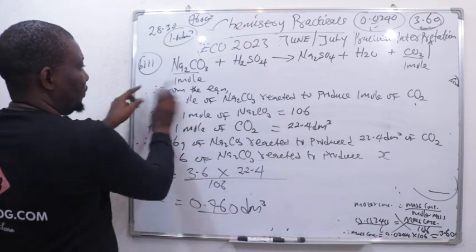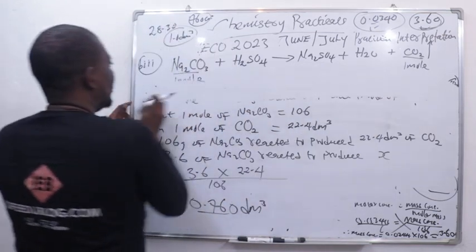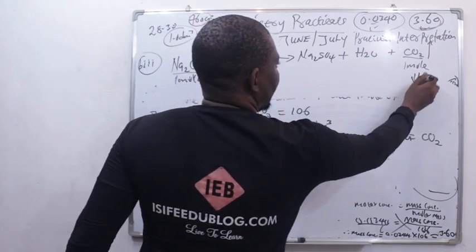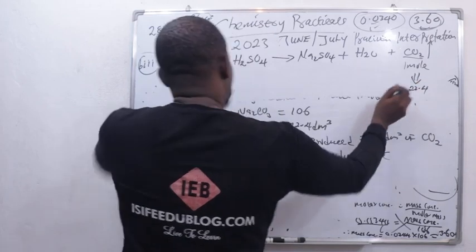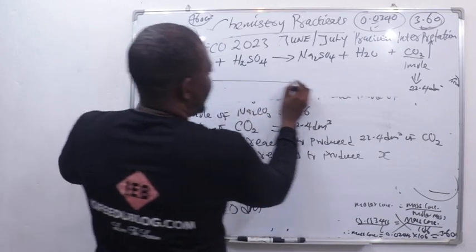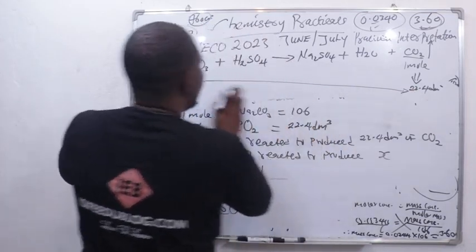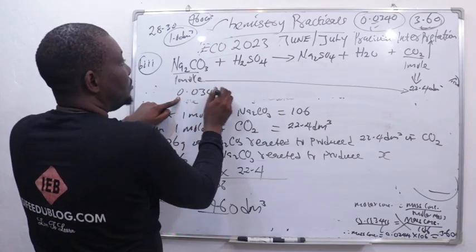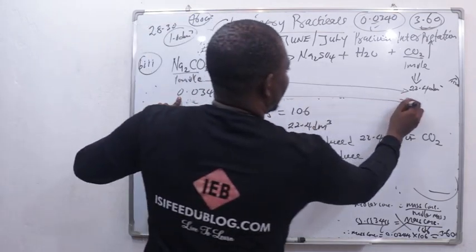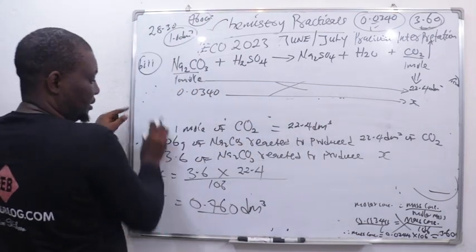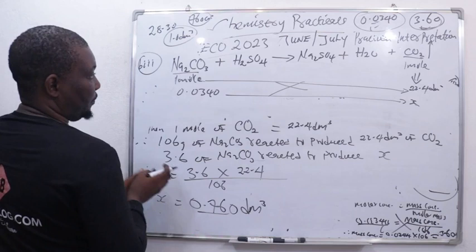Now, I won't even go far. Now that I have 1 mole of this reacted to give me 1 mole of this, and 1 mole of this is 22.4 dm³, it means that 1 mole of this had already reacted to produce this. Okay, then 0.0340 mole of this will react to give me x. So you can cross multiply here and still get the same answer.